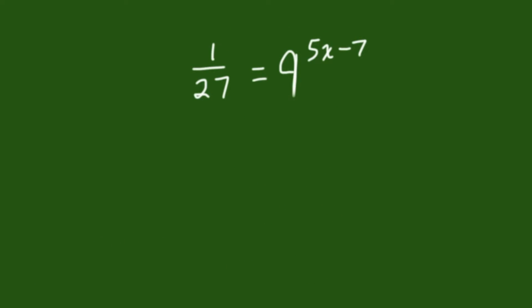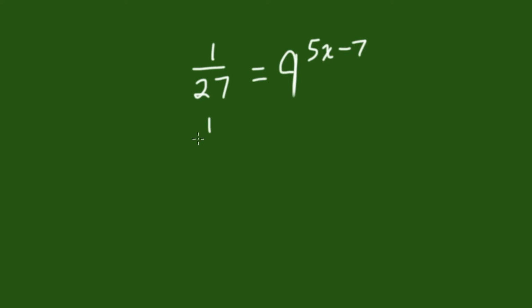Now let's look at a bit of a harder example. 1 over 27 is equal to 9 to the power of 5x minus 7. And we want to find x. To do this, we follow the same steps, only this time it's a bit harder. We want to get our bases to be the same. By looking at this, you should be able to see that one good option for a base is 3, because we can easily turn 27 into 3 as well as 9 into 3. And it doesn't matter that 27 is on the bottom of this fraction, as we can move it to the top using a negative exponent, as you will see in just 1 second.